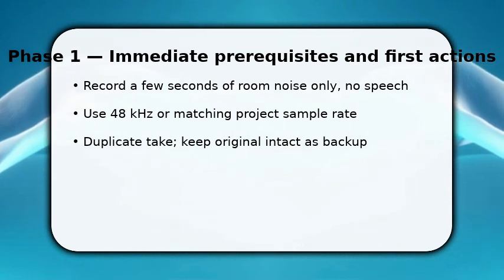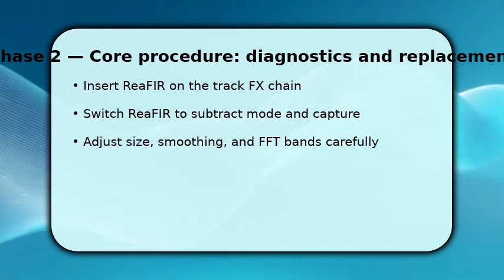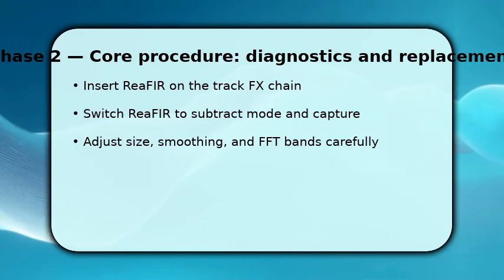being treated as noise. Now, insert RIA-FIR on the noisy track. It's the native, easy option. Open RIA-FIR, choose Subtract Mode, then click Automatically Build Noise Profile, enable during playback, and play the noise-only region so RIA-FIR captures the spectrum. After capture, disable Automatic Capture.